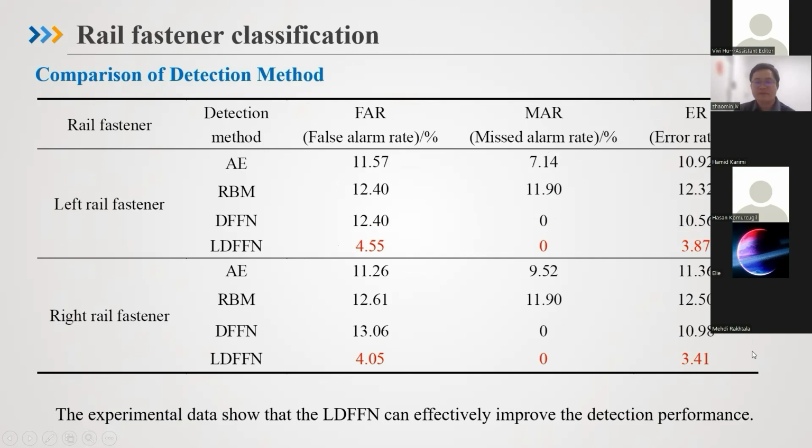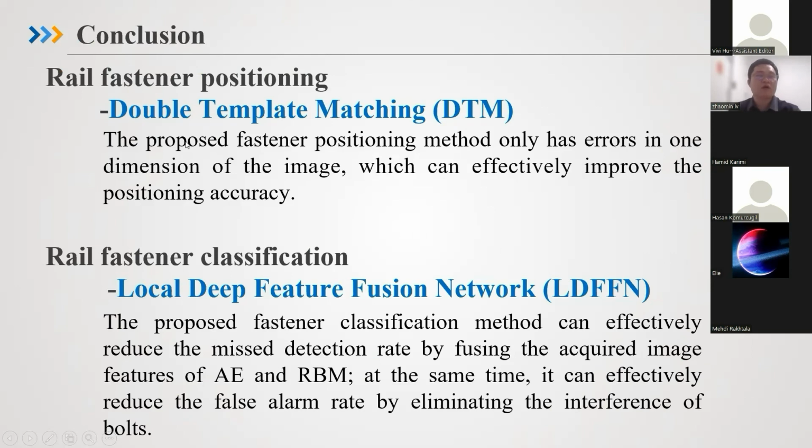This is the conclusion. For real fastener positioning, we propose the double template matching. The proposed method only has errors in one dimension, which can effectively improve the positioning accuracy. And for real fastener classification, we propose the local depth feature fusion network. The proposed fastener classification method can effectively reduce the missed alarm rate by fusing the acquired features of AE and RBM. At the same time, it can effectively reduce the false alarm rate by eliminating the interference of the bolt.